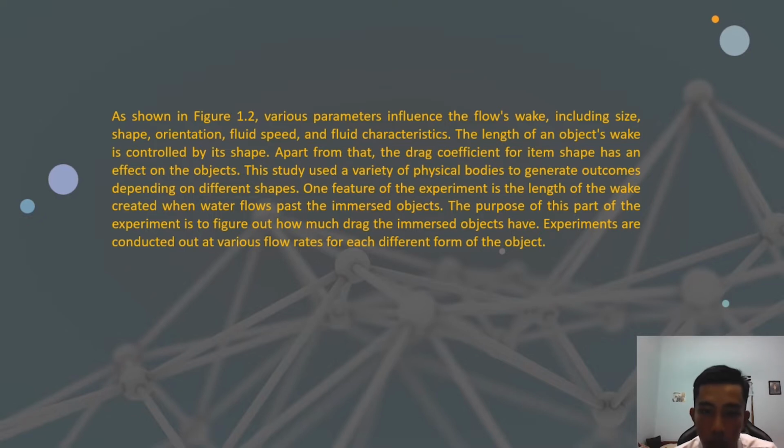One feature of the experiment is the length of the wake created when water flows past the immersed object. The purpose of the experiment is to figure out how much drag the immersed object has. Experiments are conducted at various flow rates for each different form of the object.